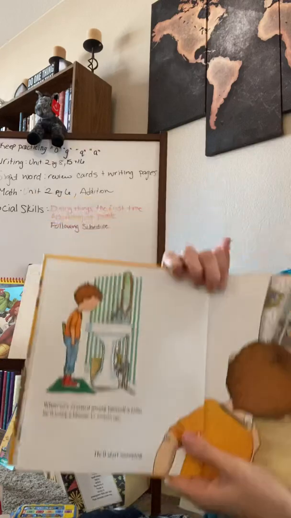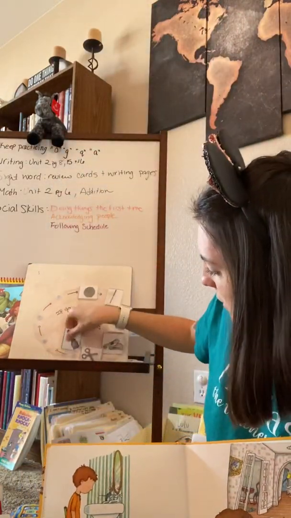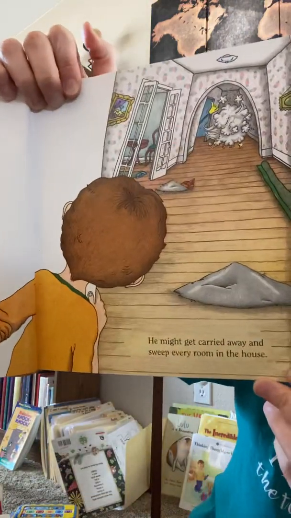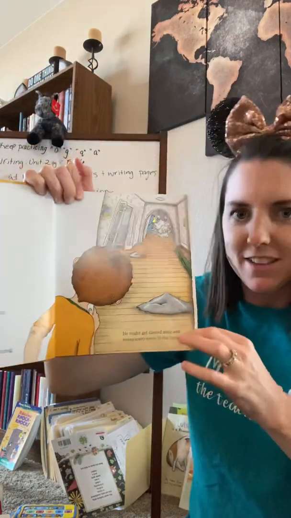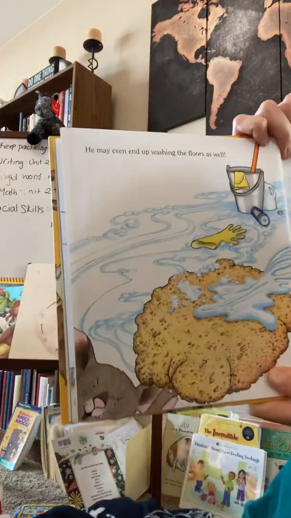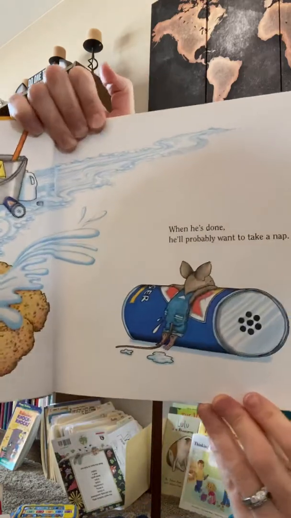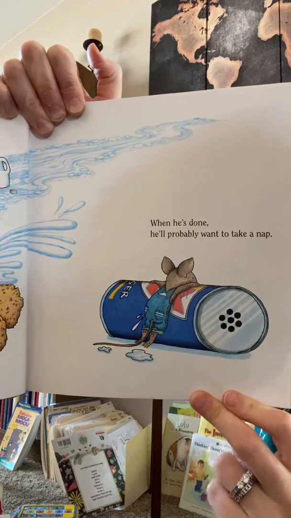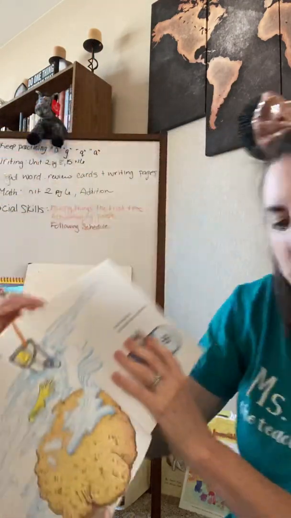So he'll start sweeping with the broom. He might get carried away and sweep every room in the house. Wouldn't that be nice? He may even end up washing the floors as well. How does our mouse feel? He's so tired. That was so much cleaning. So when he's done, he'll probably want to take a nap.